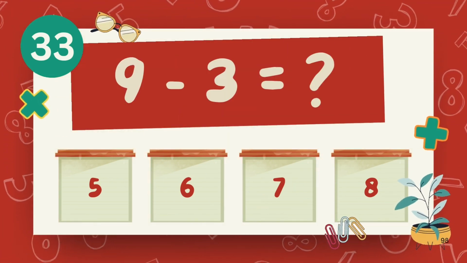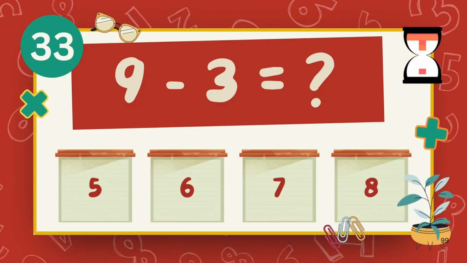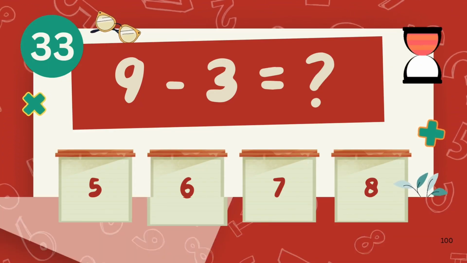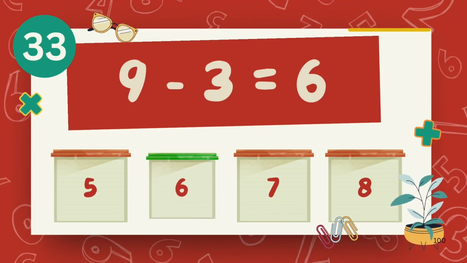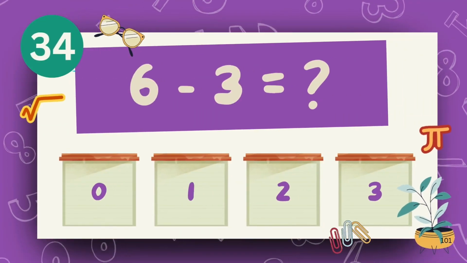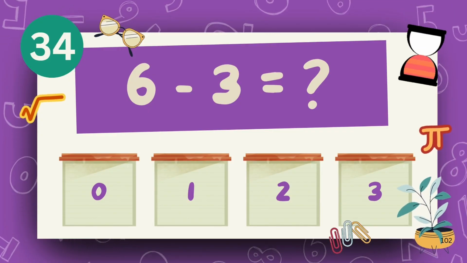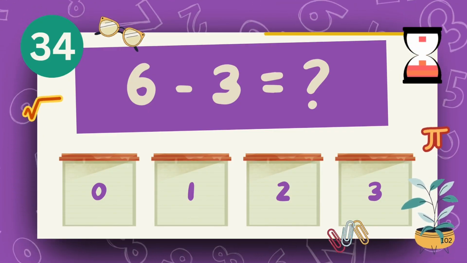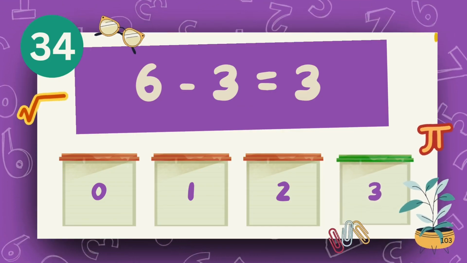What is 9 minus 3? The answer is 6. What is 6 minus 3? The answer is 3.